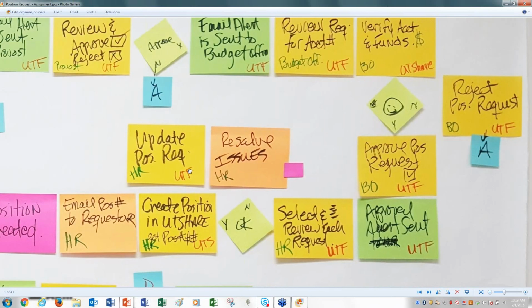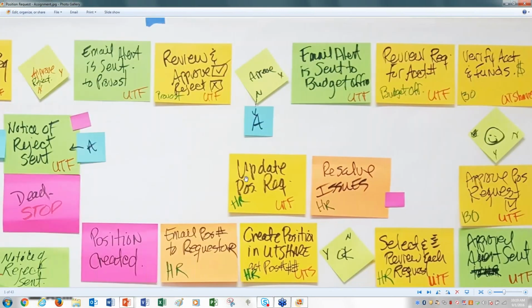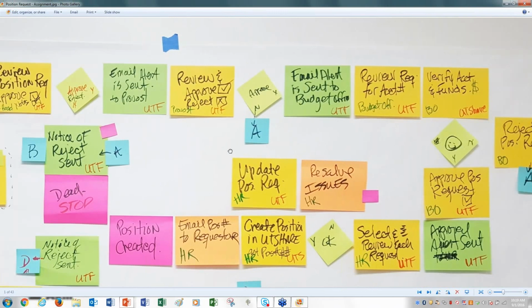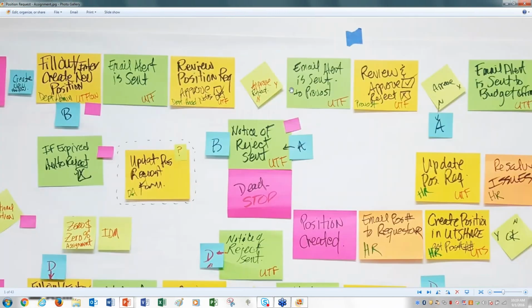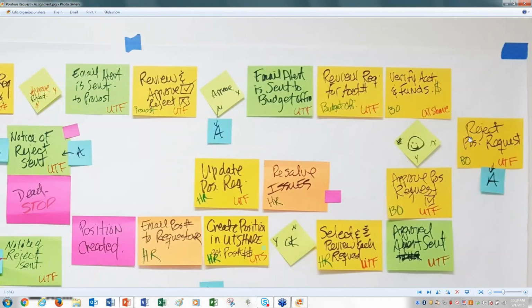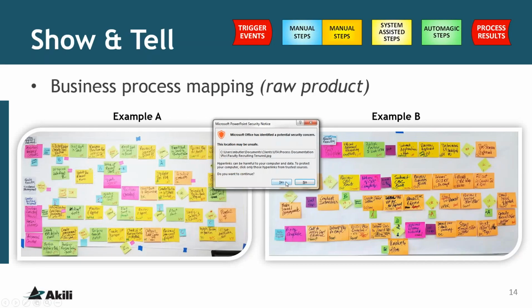So notice the action verbs that we had talked about. We've got fill out, review, again review, verify, reject, approve, select and review, create position, update. So we're very consistently using that scheme to identify the actor does what in what with using what tool. Okay? So that's the first one. Let's go look at this other one over here.